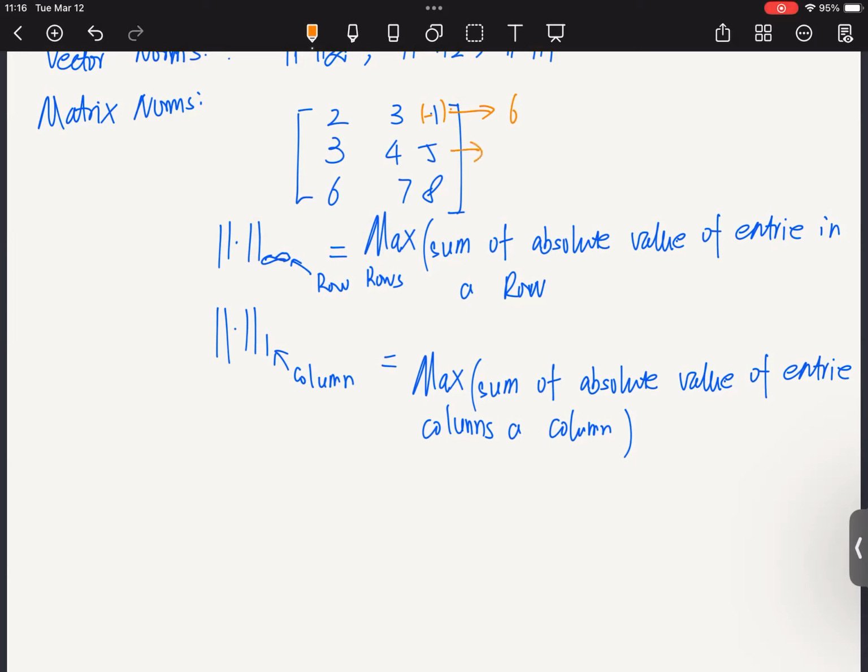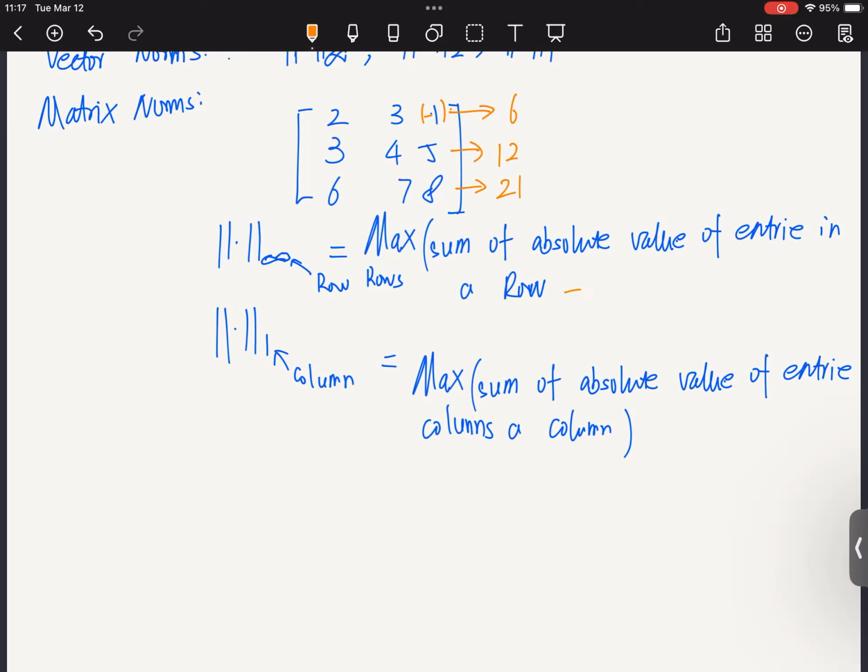For the second row, it is 12, and this one is 15, 21. If this is the infinity norm, you get the sum for each row and then take the maximum among the rows. So here the infinity norm for this matrix is 21.